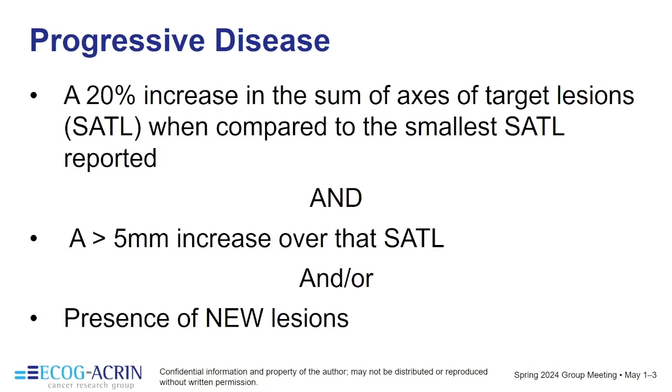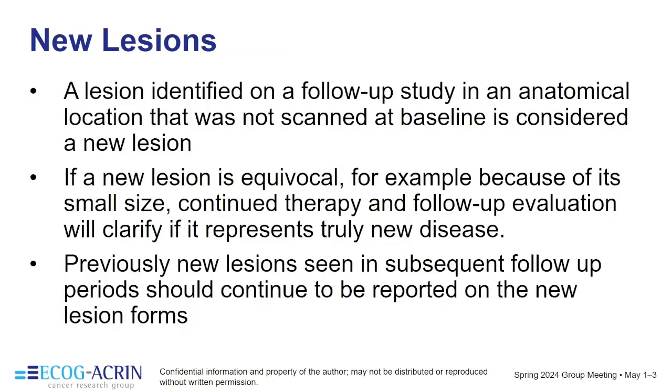It also has to be a greater than 5 millimeter increase over that smallest sum of target lesions, because a lot of times once we get down to having only like 10 millimeters, you may have an increase of 2 millimeters up to 12 millimeters, but that would still not be sufficient for progressive disease. And/or the presence of new lesions will constitute progressive disease.